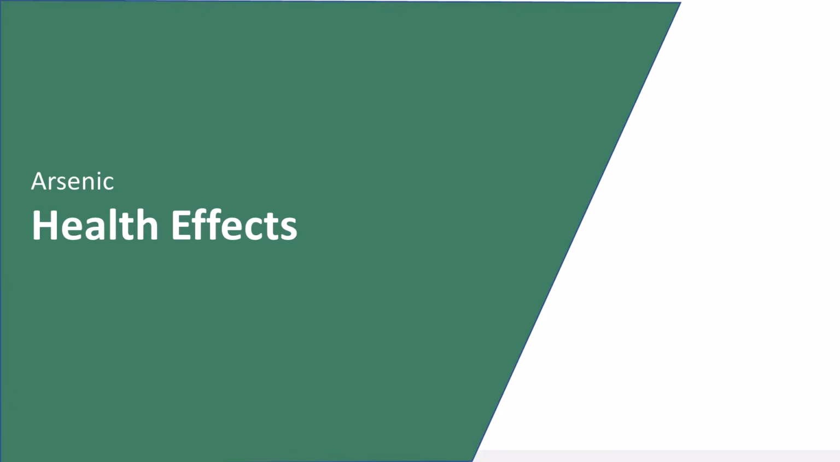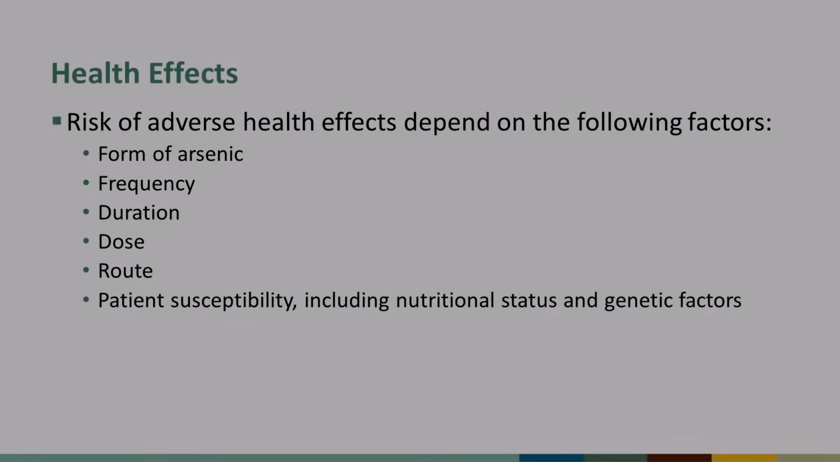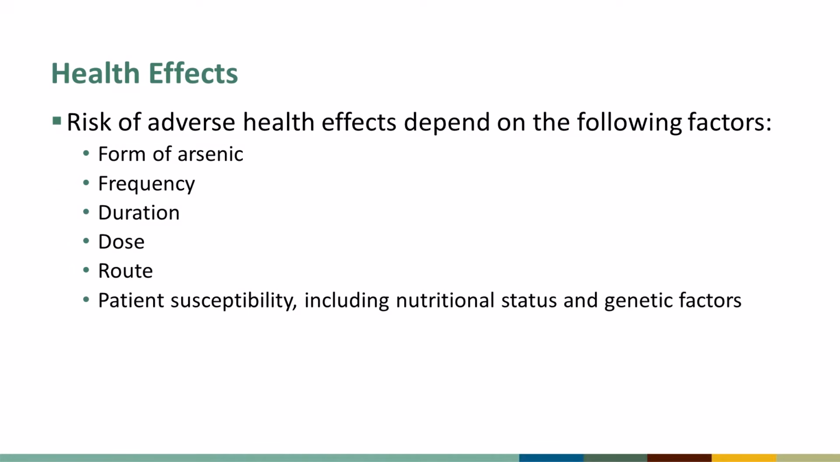Next, we will cover the health effects of arsenic. The development of toxic effects after arsenic exposure depends on the form of arsenic, the frequency, duration, dose, and route of exposure, and the susceptibility of the patient. The susceptibility of a patient for developing disease depends on factors such as nutritional status and genetic differences in individual arsenic methylation capacity.